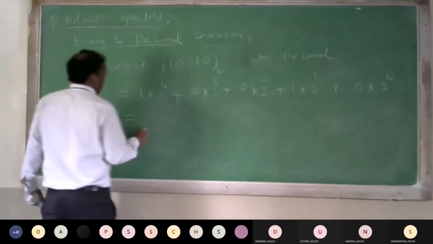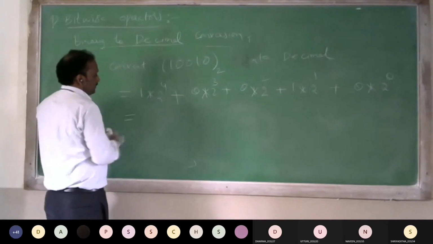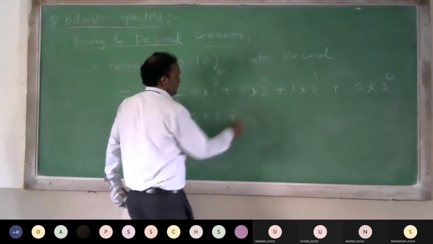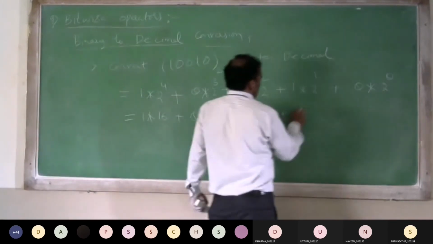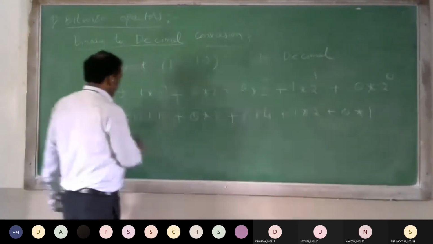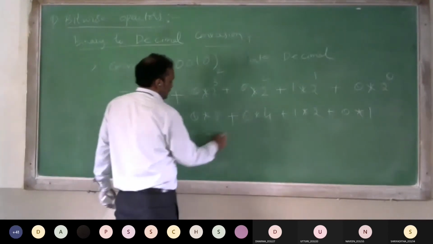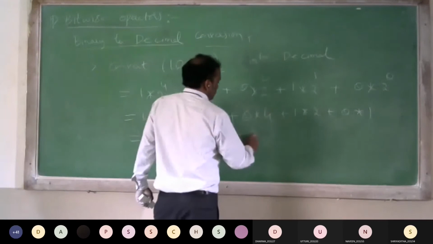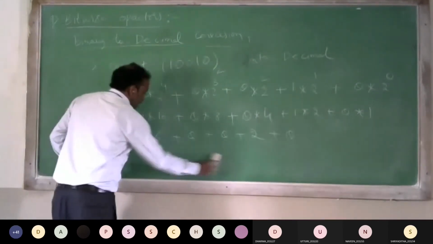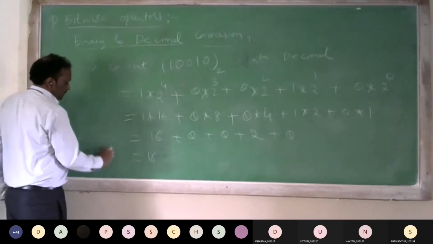Now 2 power 4 is 16. 1 into 16 plus 0 into 8 plus 0 into 4 plus 1 into 2 plus 0 into 1. Now 1 into 16 is 16, plus 0 into anything is 0, plus 0 into anything is 0, plus 1 into 2 is 2, plus 0 into anything is 0. Now 16 plus 2 is 18. This is the decimal value.